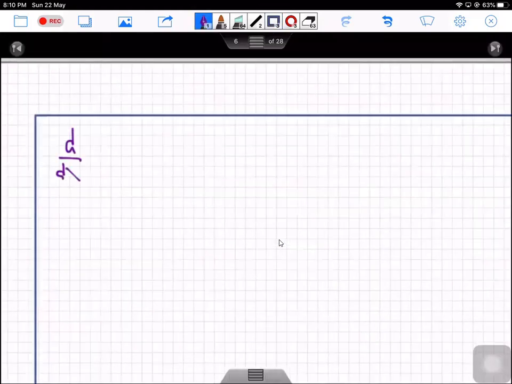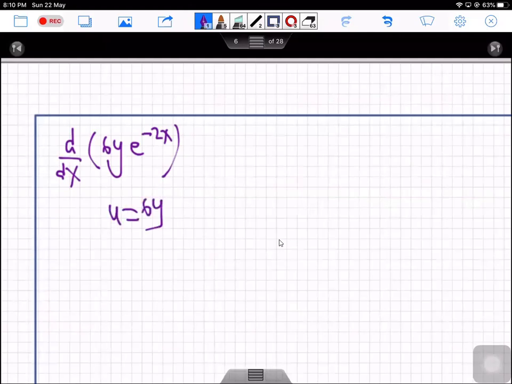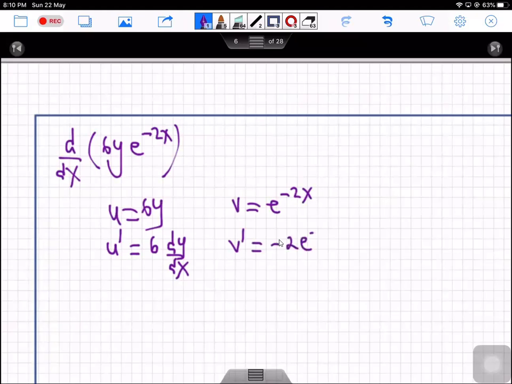We are going to find the derivative of 6y times e^(-2x) with respect to x. So u equals 6y. So u' is supposed to be 6 multiplied by dy/dx, because we need to differentiate each and every term with respect to x, and I've already explained the rule earlier. So v equals e^(-2x), so v' is supposed to be -2 multiplied by e^(-2x).